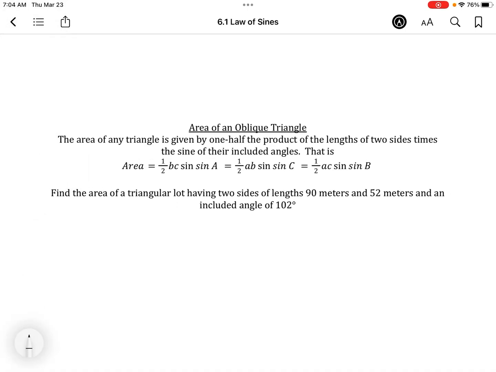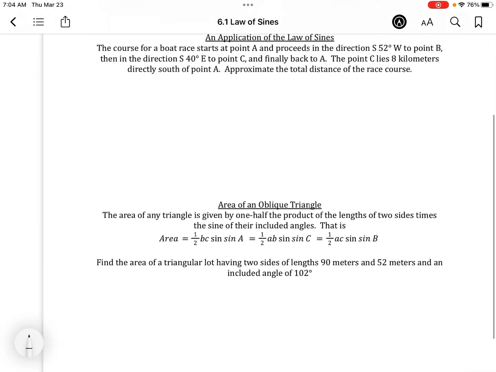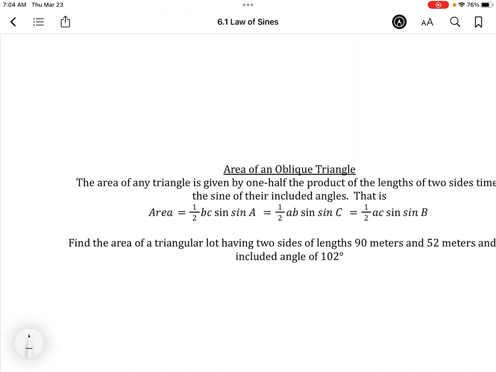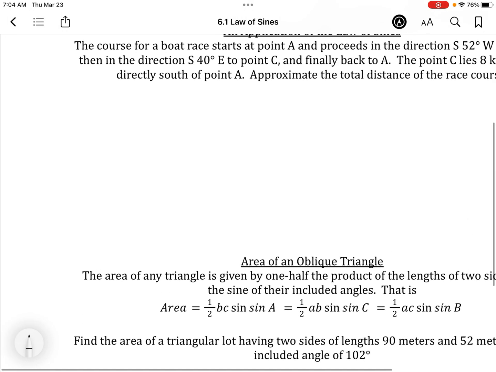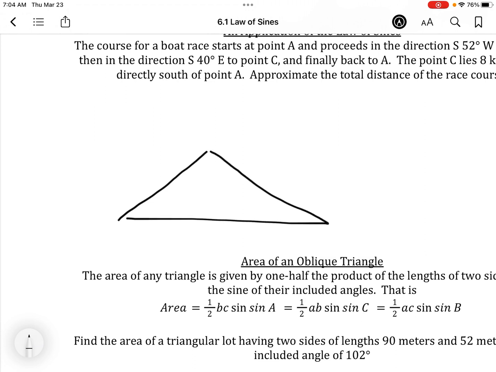All right, so the last thing, I'm going to skip that above problem because I'm going to use that space to talk about the area. So the area of an oblique triangle. Again, we have no right triangles. Oblique is just going to be, if I just draw any old non-right triangle in here.